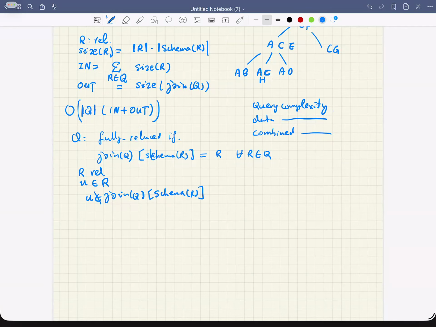All right, so you start with a Q, which can be any acyclic join. It doesn't have to be fully reduced, but you want to convert it to the fully reduced version of the join. So from now on, I will assume we only have a fully reduced input, all right? Because you can always do this pre-processing, correct?